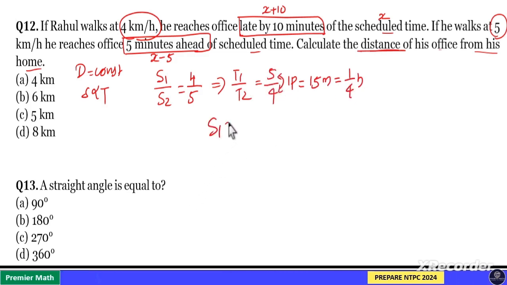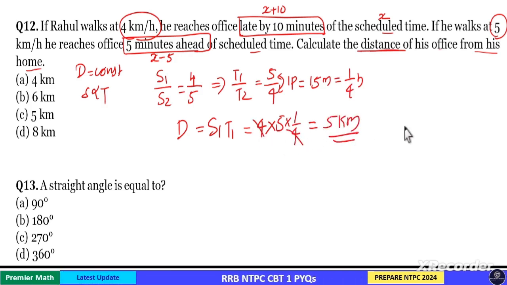Then S1 T1 is the distance. Distance is equal to S1 T1 or S2 T2, where S1 is 4 km per hour and T1 is 5 part, which is 5 by 4 hour. Now this is equal to 5 km. Option C is your answer.